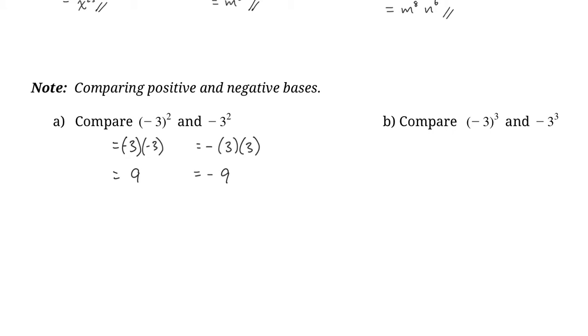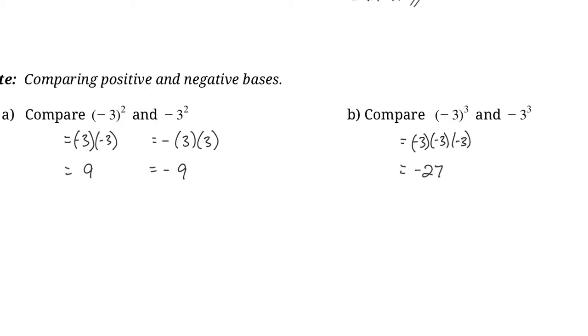What about when we have (negative 3) to the power of 3, and that base negative 3 is in brackets? Well, this just means negative 3 times negative 3 times negative 3. So negative 3 times negative 3 is a positive 9, but 9 times negative 3 is negative 27. But then if we have negative 3 to the power of 3, there's no brackets around our base. We're going to keep that negative out at front, and we have 3 times 3 times 3. This is just going to be negative 27 as well.